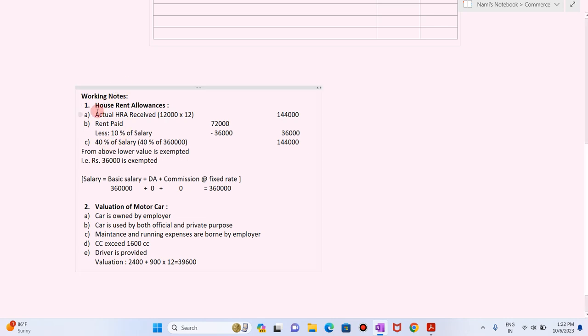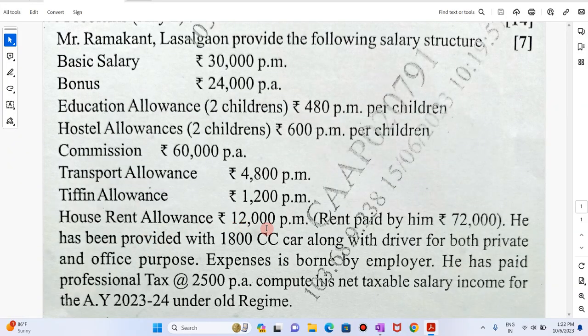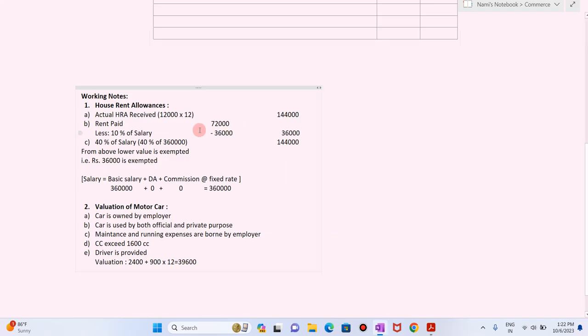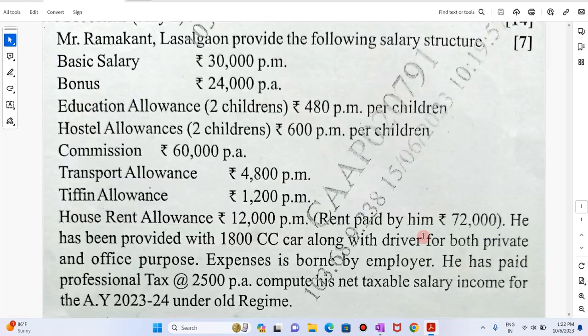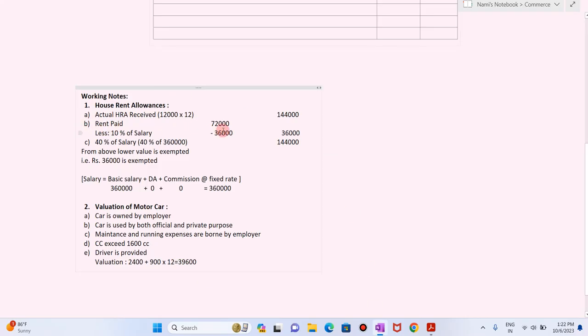Now see, first house rent allowances. First point is actual HRA received. So how much actual HRA received is 12,000 multiplied by 12, 1,44,000. Okay, because actual house rent is how much? 12,000 per month. So 12,000 multiplied by 12, 1,44,000. Now next B is what? Rent paid. Now how much rent paid is there? 72,000. Okay, so rent paid 72,000.